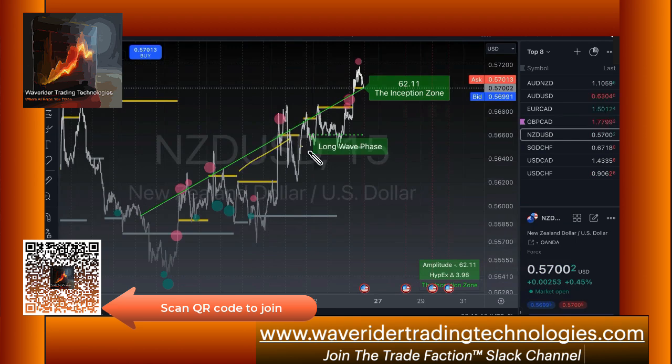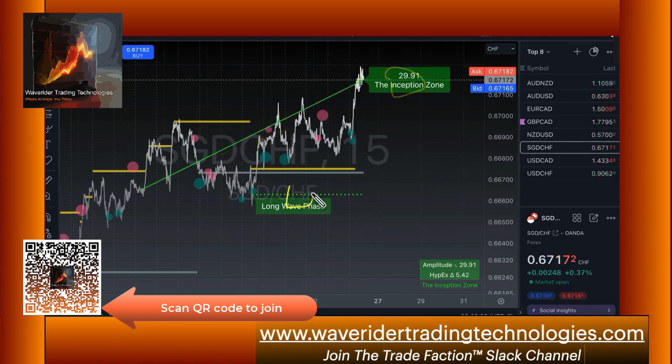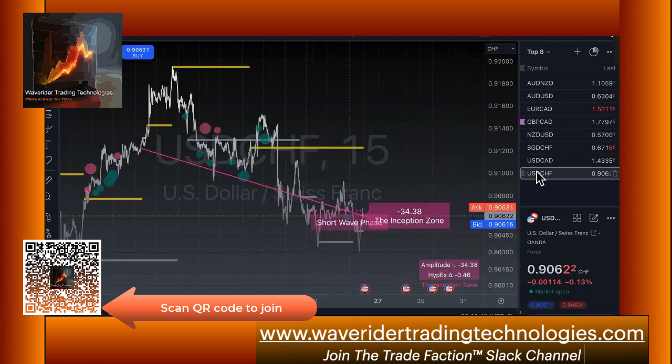All right, New Zealand US dollar. This is an uptrend in the zone, long phase. We are waiting for a sweet spot. Singapore dollar, Swissy franc, uptrend, zone, long phase, waiting for a sweet spot. USD Canadian dollar, downtrend, zone, short wave phase, looking for a short, waiting for a sweet spot. USD Swissy franc, downtrend in a zone, short wave phase, waiting for a sweet spot again here.